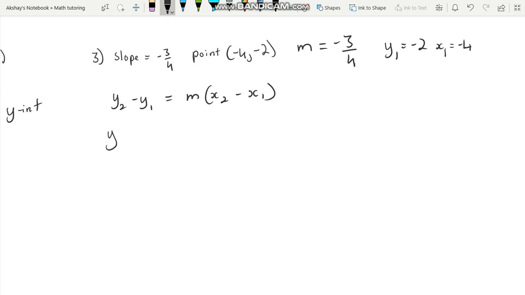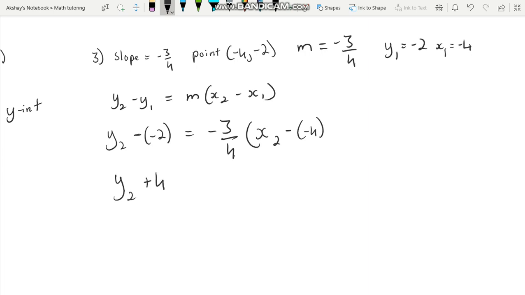So now I have y2 minus my y1, which is negative 2. My m, or my slope, is negative 3 over 4. x2 I do not know. x1 I do know, which is negative times negative 4. Now I expand this. So y2 plus 4 is equal to negative 3 over 4 times (x2 plus 4).